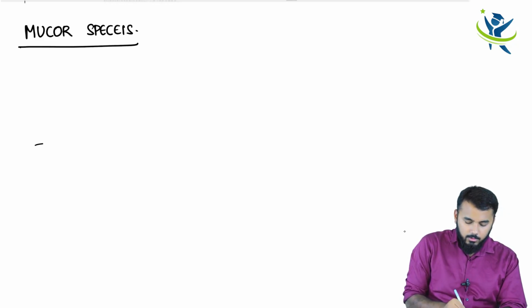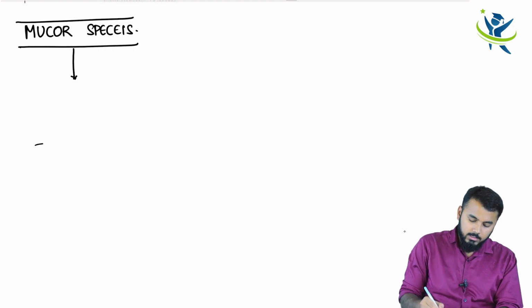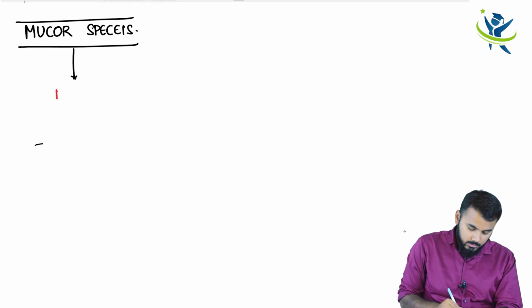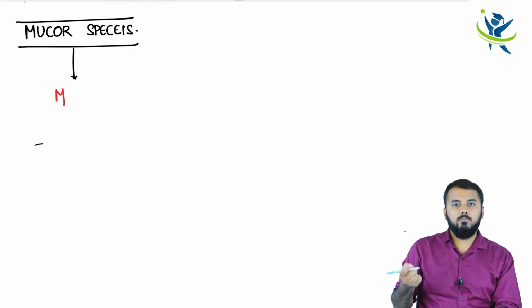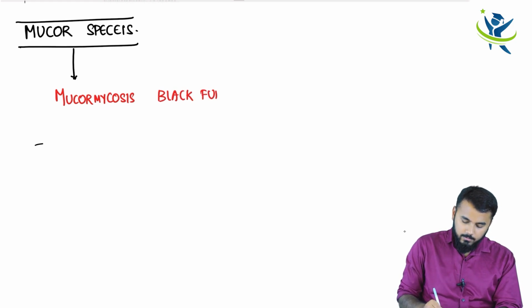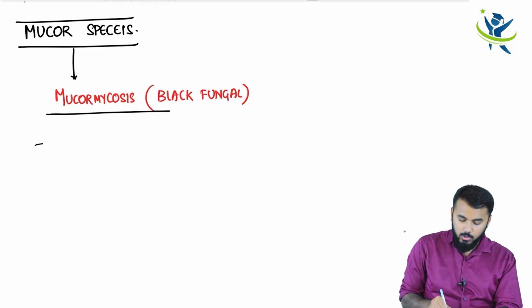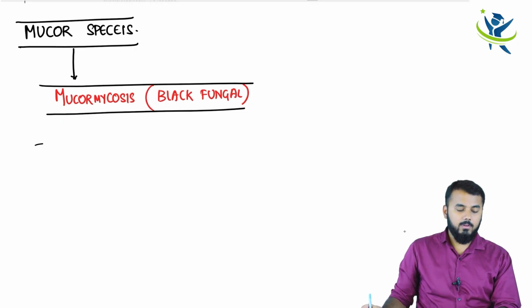Now, when you discuss the diseases which are caused by Mucor species, the first important disease which you would encounter is mucormycosis, also called black fungus disease. Mucormycosis, or also called black fungal disease, right? I hope all of you know what mucormycosis or black fungal disease is.